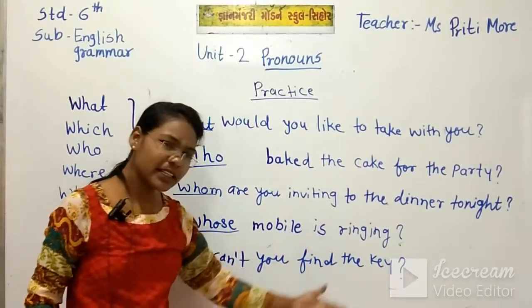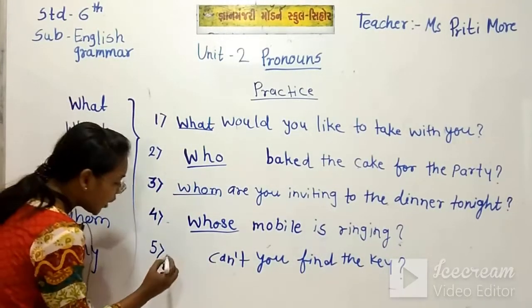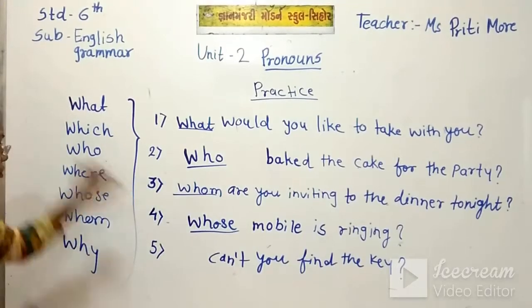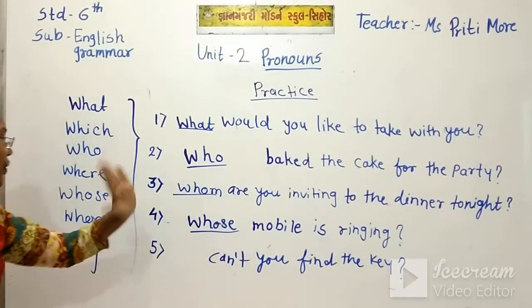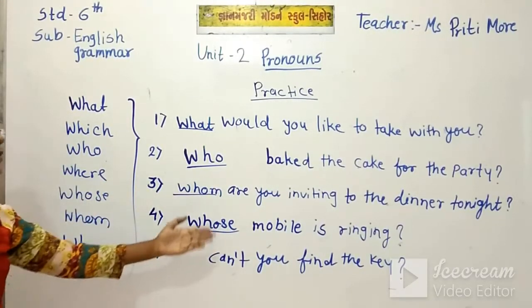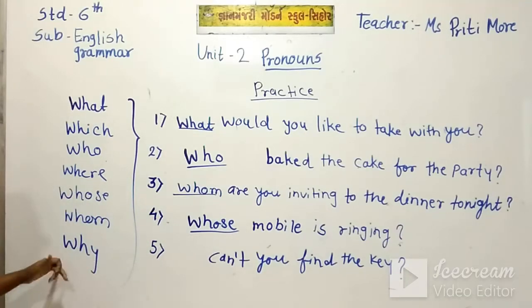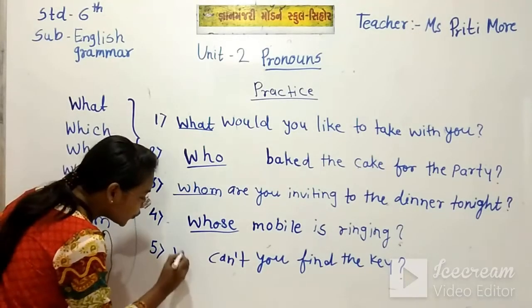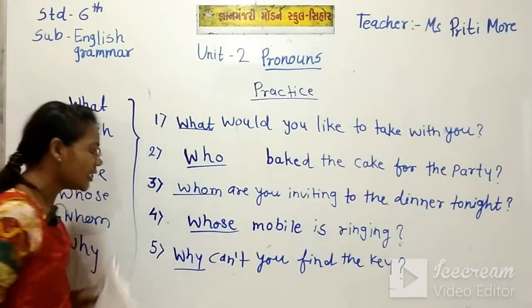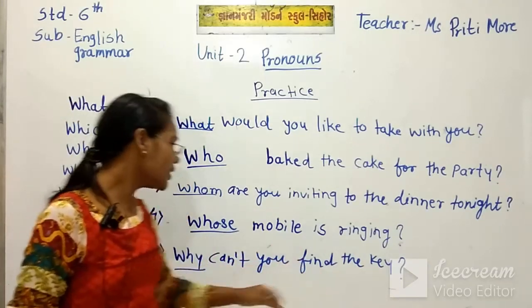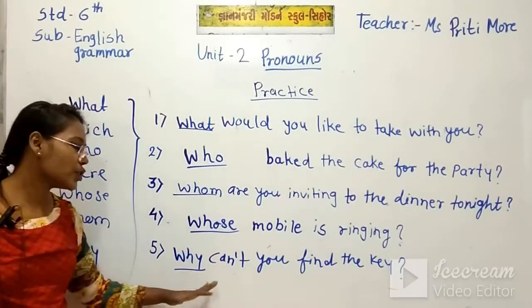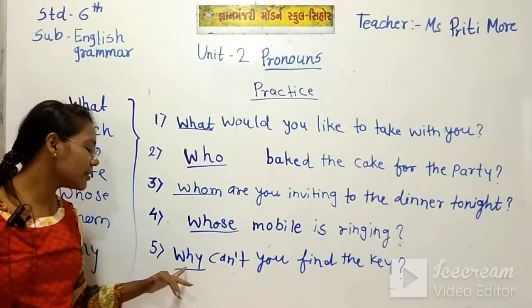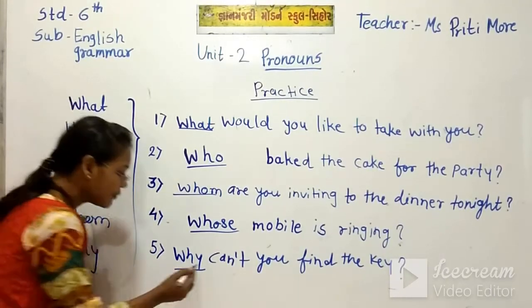Can't you find the key? Now we'll use what? Can't you find the key? No match. Which can't you find the key? No match. Why can't you find the key? Why can't you find the key? Question mark. Now our question is completed by using the WH word why.